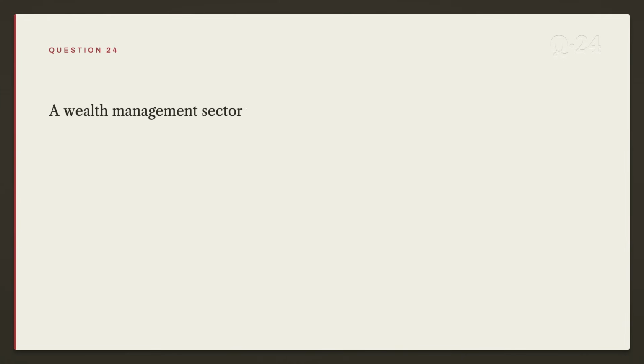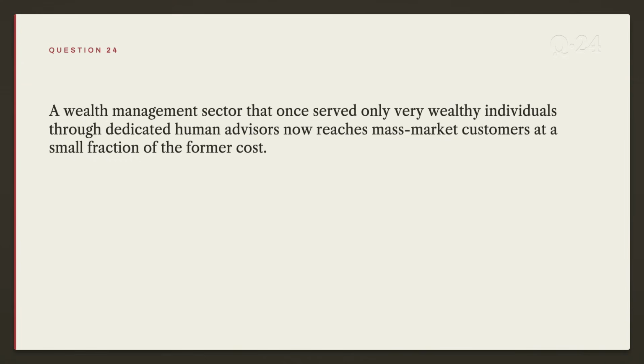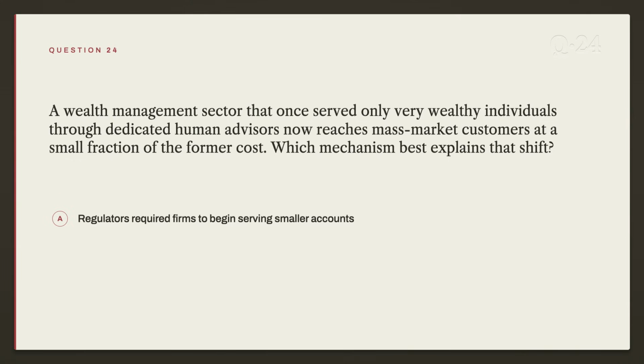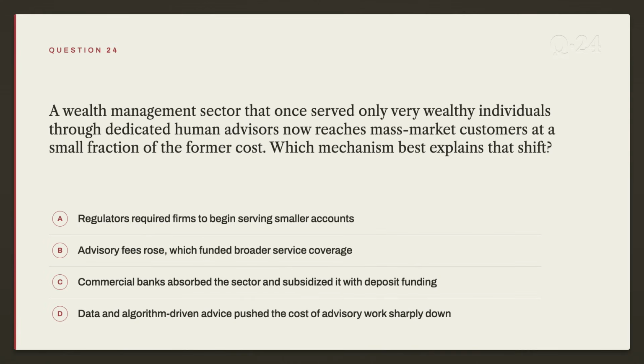Question 24. A wealth management sector that once served only very wealthy individuals through dedicated human advisors now reaches mass market customers at a small fraction of the former cost. Which mechanism best explains that shift? Your options are: A. Regulators required firms to begin serving smaller accounts. B. Advisory fees rose, which funded broader service coverage. C. Commercial banks absorbed the sector and subsidized it with deposit funding. D. Data and algorithm-driven advice pushed the cost of advisory work sharply down. Got a guess? Lock it in.